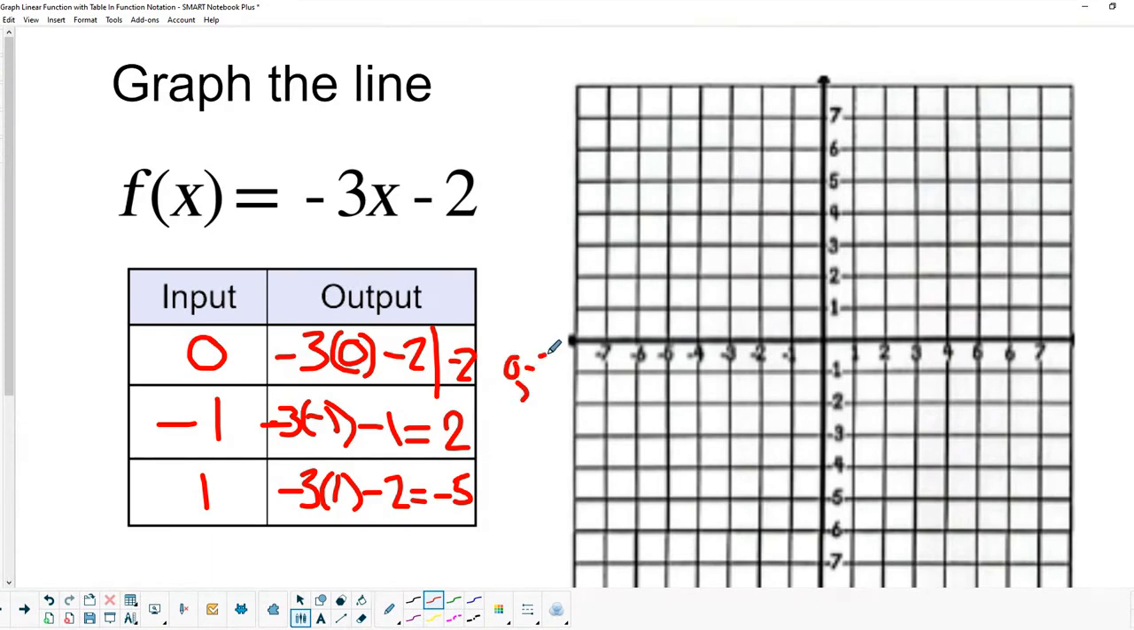0, negative 2. So let's graph that, 0, negative 2. Then we've got negative 1 and 2. And then our last one is 1 comma negative 5. So that would be over 1 to the right and down 1, 2, 3, 4, 5. And there we go. So we're right through the heart of downtown. Looks pretty good, except I got a little crooked with my graph. Got to be careful about that.